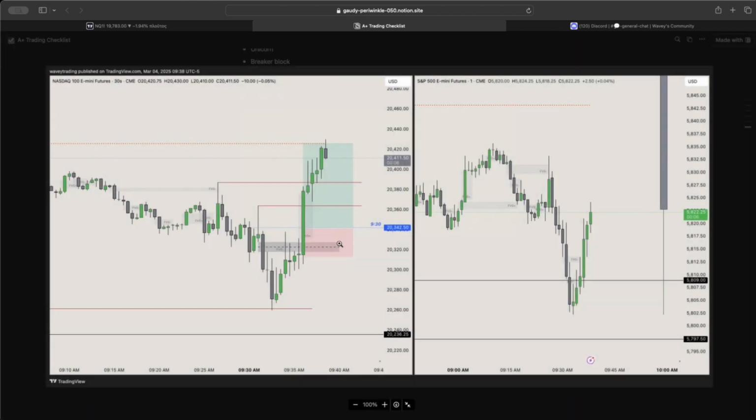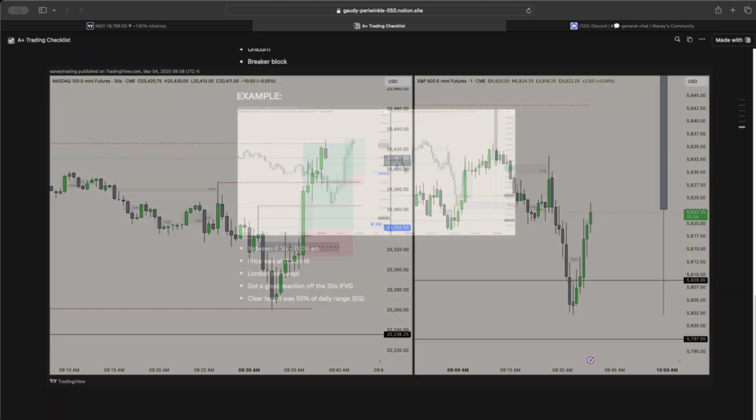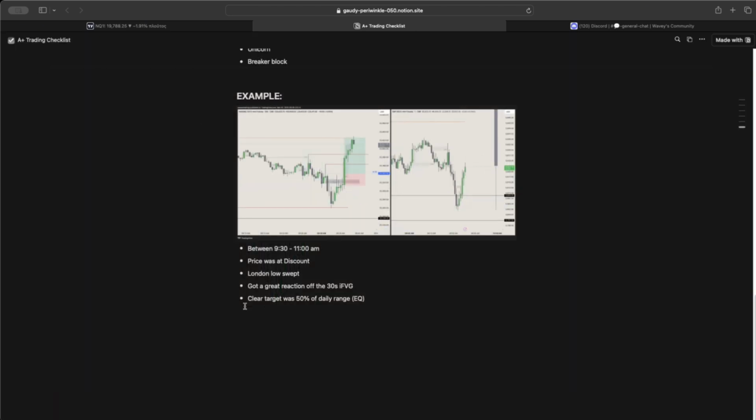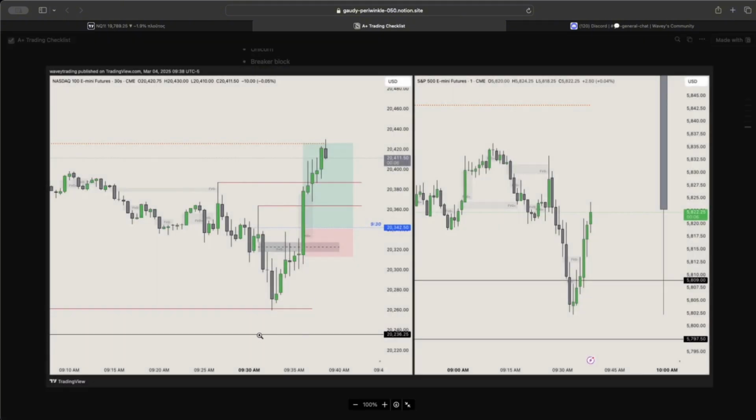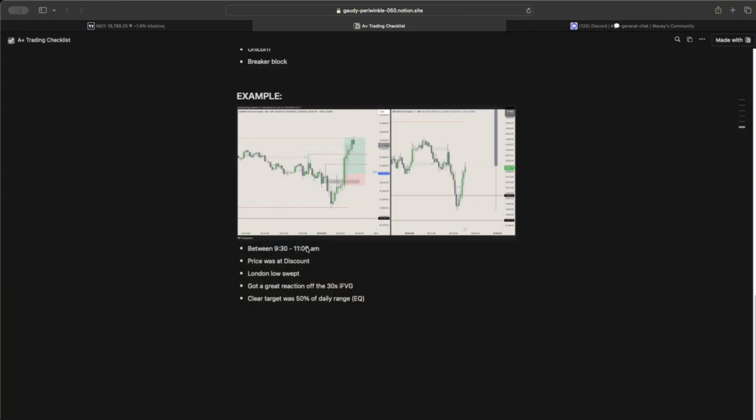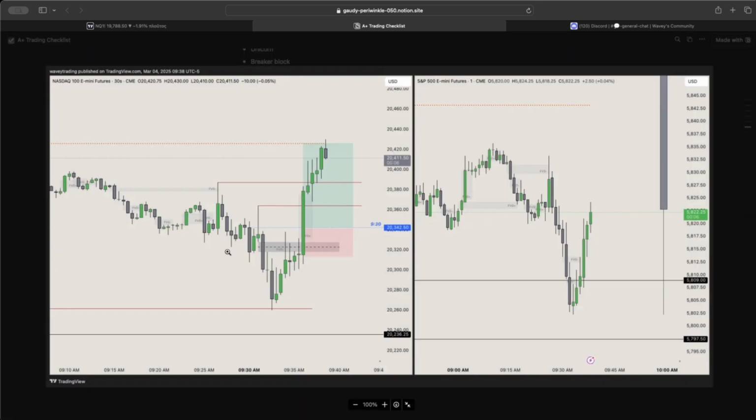And London low swept, so that's the previous session low swept, and that's a major liquidity, right? So we swept the London low and got a great reaction off that. Price started to react higher, and then we got this nice inverse fair value gap on the 30-second. Now this was the entry that I had to chase, because look at the close, it was all the way up here, so I had to enter somewhere here.